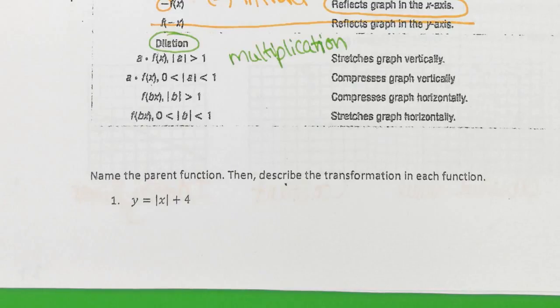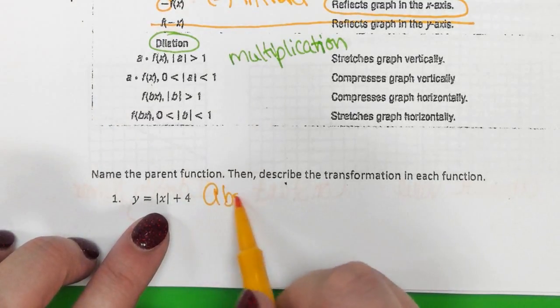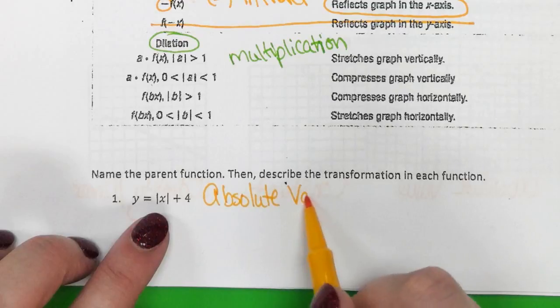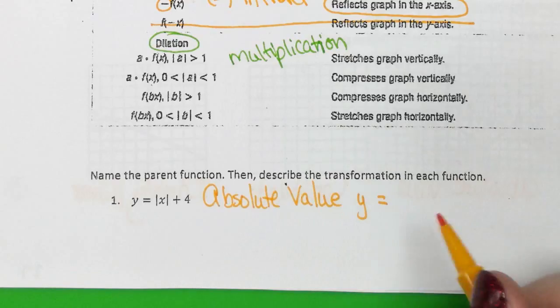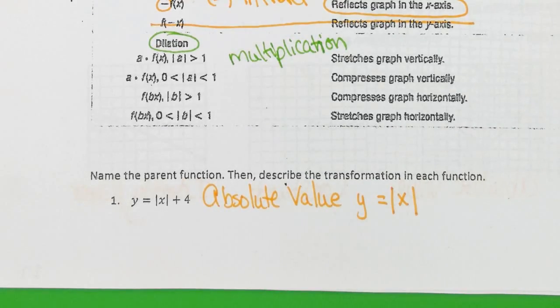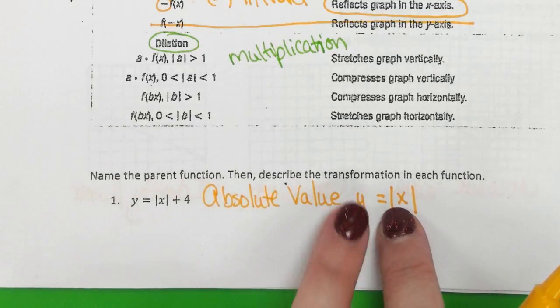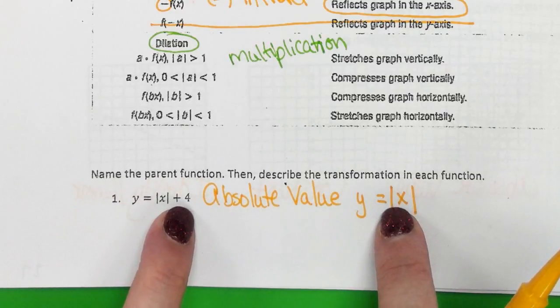So the very first thing that it says to do is what? Name the parent function, right? So what's the parent function for this? Absolute value. And I also want you to give me the equation. What's the equation for the parent function? Beautiful. All right, so our learning target told us that we're going to describe. Describe means tell me what happened. So what happened from your parent function, that's the original one, what did the plus 4 transform this graph into?